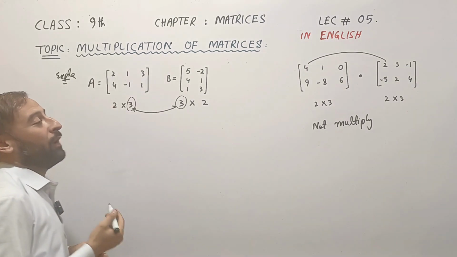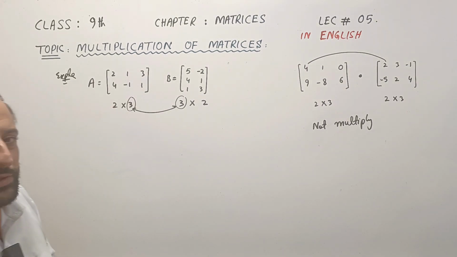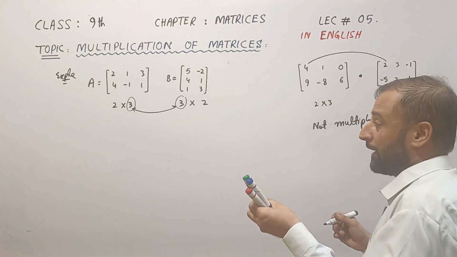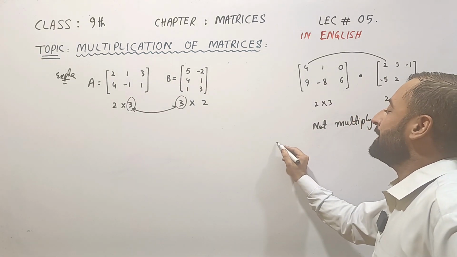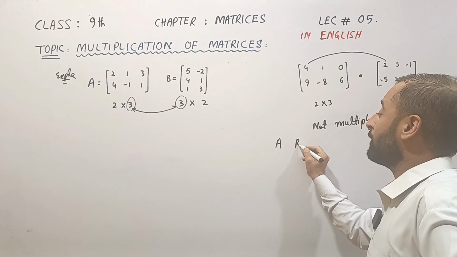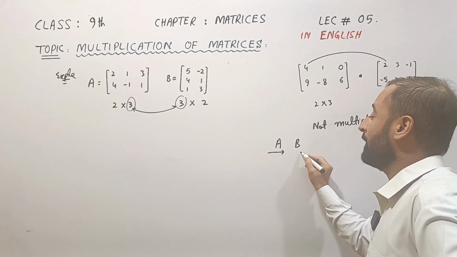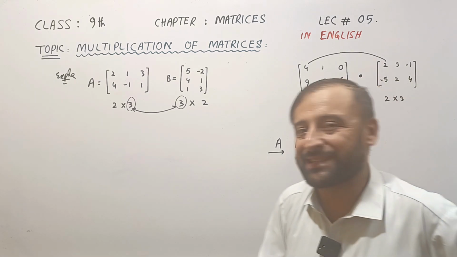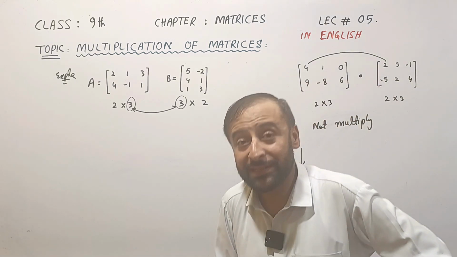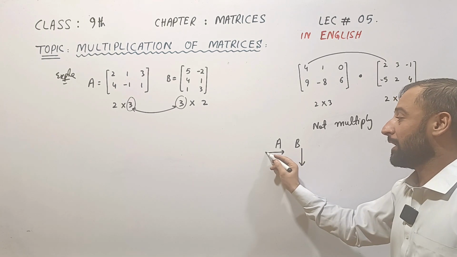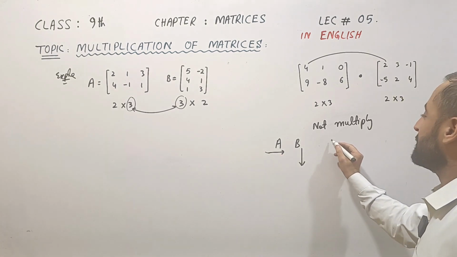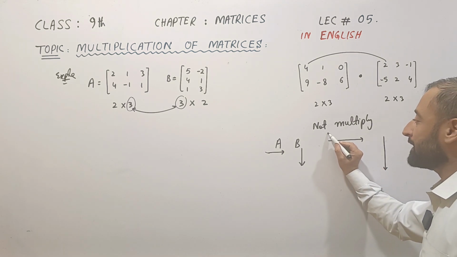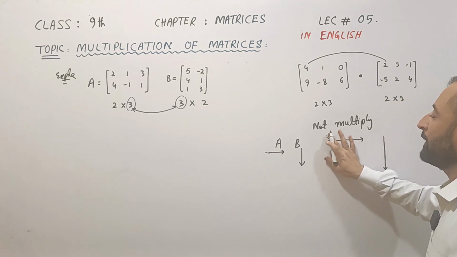Now, why is it so? Because, students, how we have defined multiplication of two matrices, we mean that the rows of the first matrix will be multiplied with the columns of the second matrix. And what does it mean? Multiplication of rows with columns. It means that the first element of the row will be multiplied with the first element.